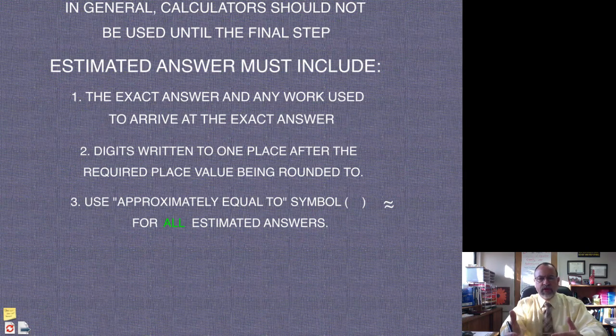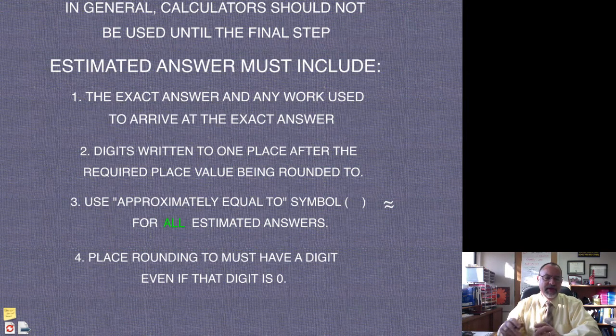Again, I want you to communicate to me that you know the difference between what an exact answer looks like and what an estimated answer looks like. And the only way for me to know that is if you use an equal sign when you mean equals and approximately equal to when you mean about equal to. And so you need to communicate that clearly.